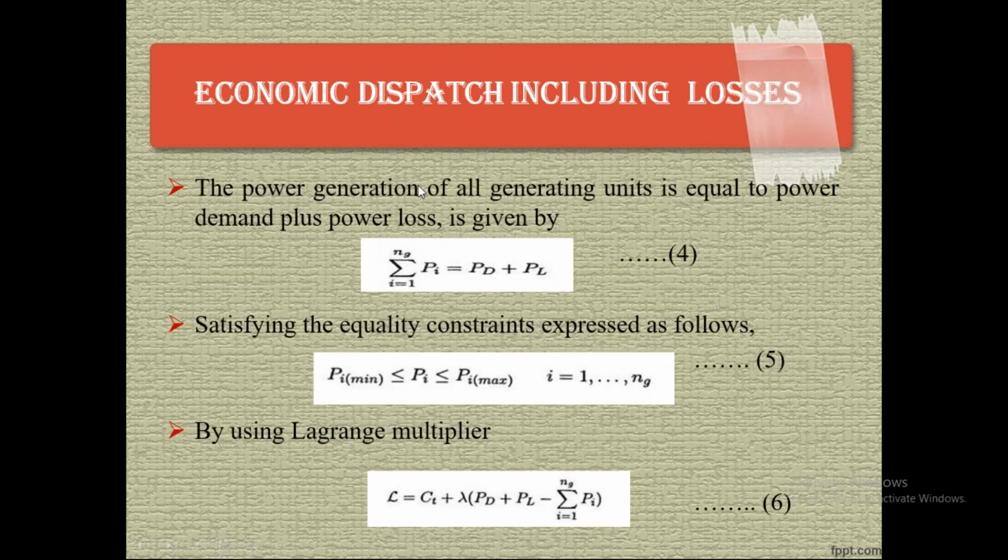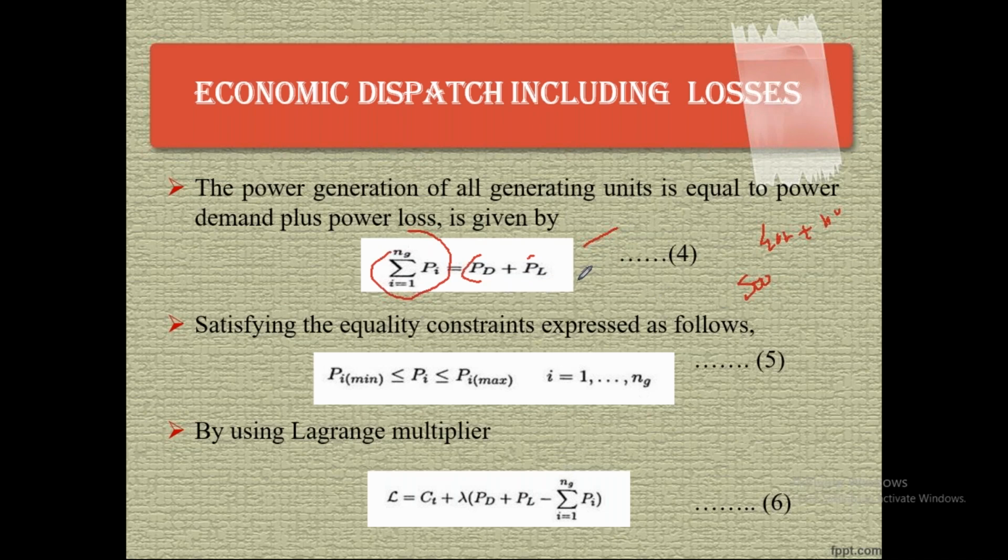Now see here, the power generation of all generating units is equal to the power demand plus power losses, and it is also known as the power balance equation. How much power must be generated depends completely on how much power is demanded, plus losses. Suppose your power demand is 400 and your power loss is 100, then the generator should generate 500. Why? Because it must cover the losses, and only then can it satisfy the demand. So this is the power balance equation.